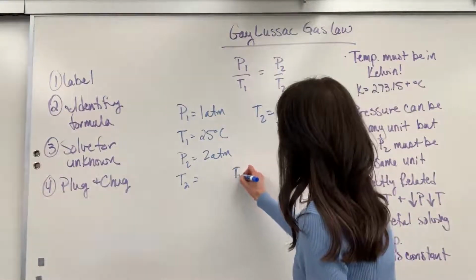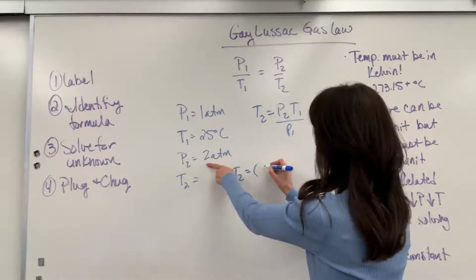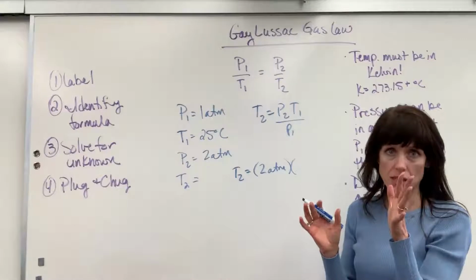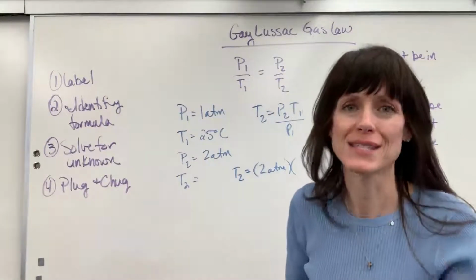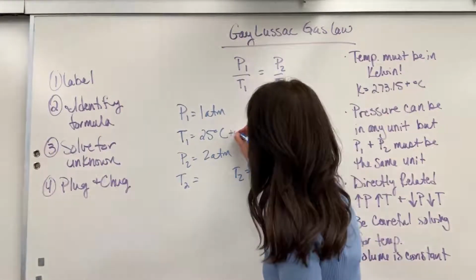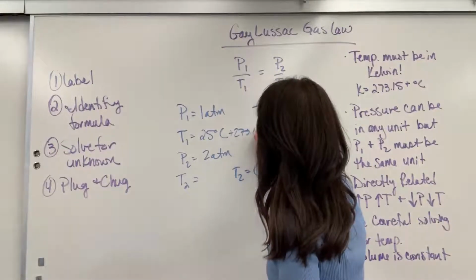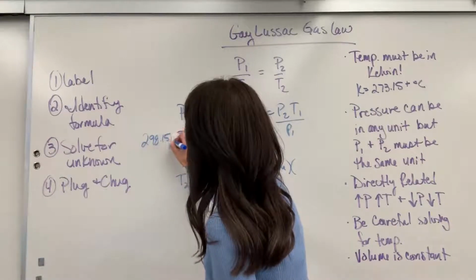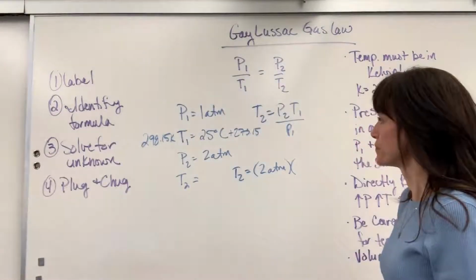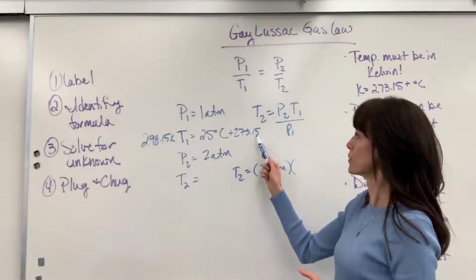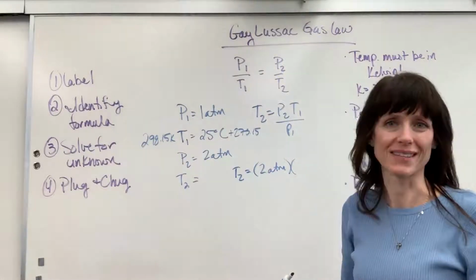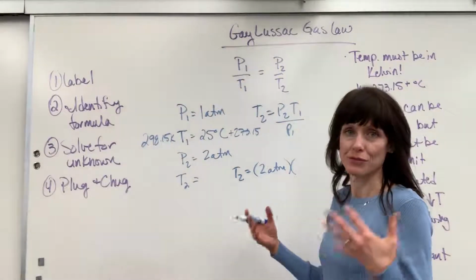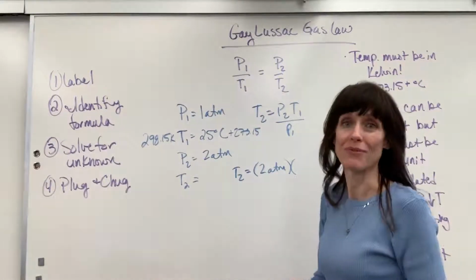So we will have T2 equals the P2, 2 atm, times, let's pause a second, temperature. Temperature has to be in Kelvin. So let's go plus 273.15. That is going to give us a temperature of 298.15 Kelvin. You may or may not have to include the 0.15. It just depends on your class. Ask your teacher, your professor. Err on the side of doing more if you don't know and include the 0.15.